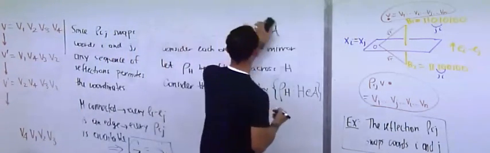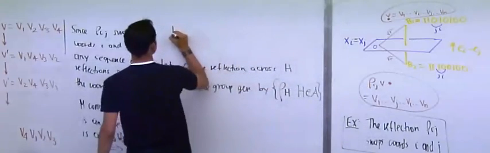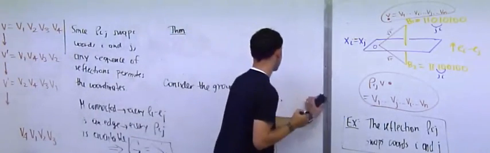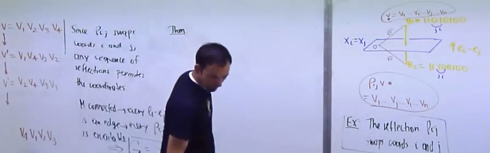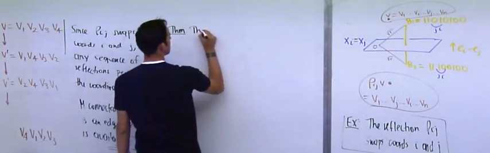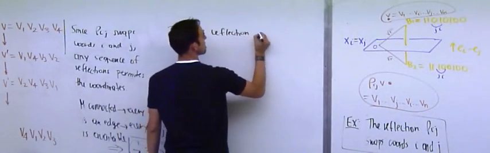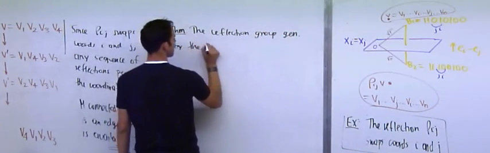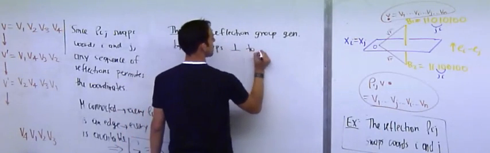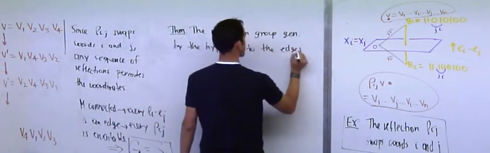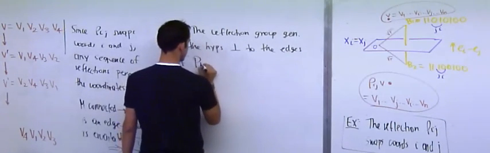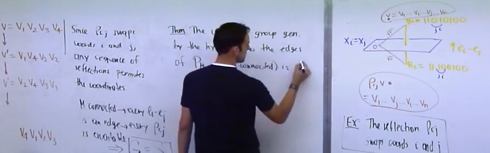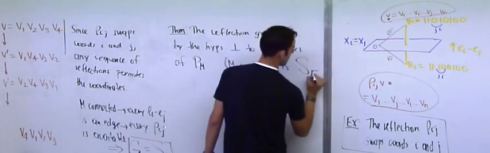So what we just proved, it's almost true. Theorem: the reflection group generated by the hyperplanes perpendicular to the edges of P sub m, for m connected, is the symmetric group on the ground set.